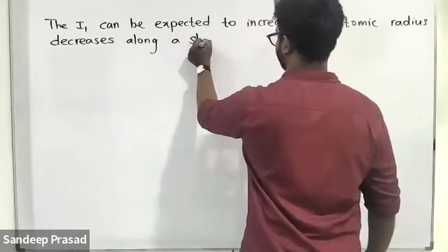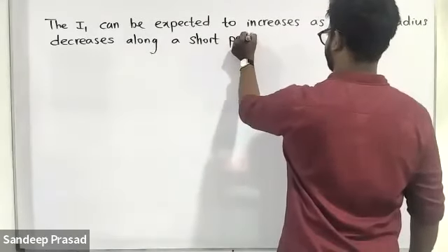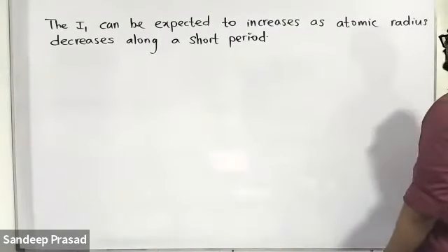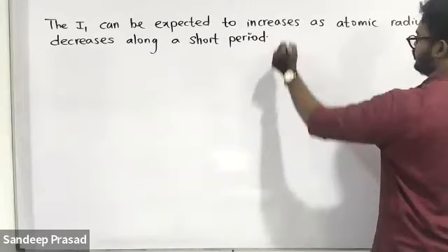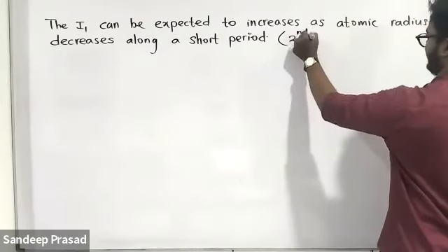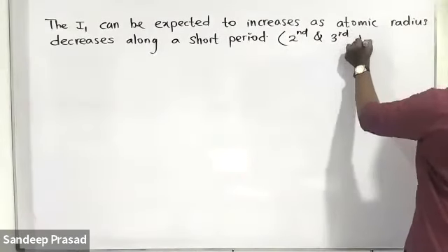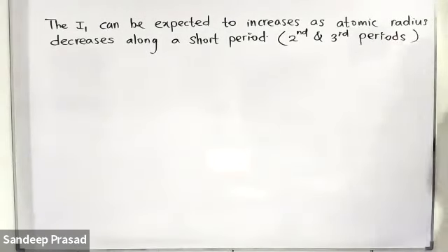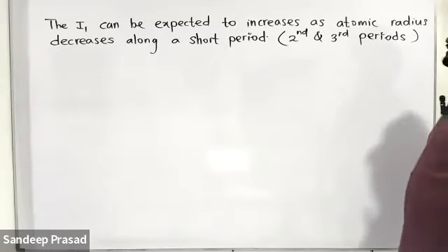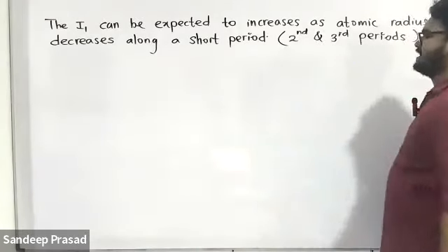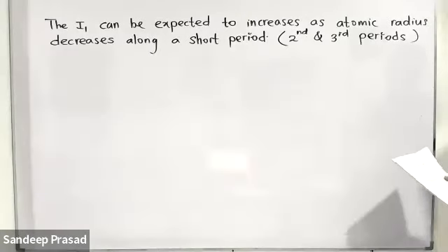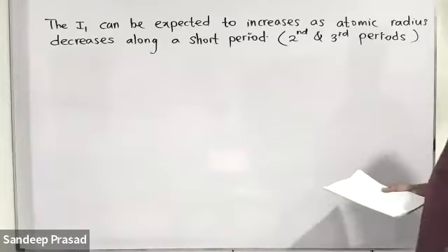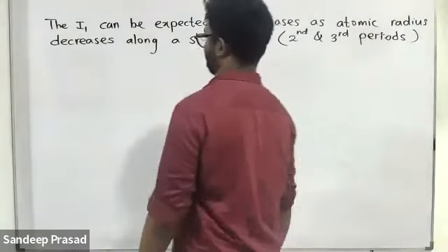a short period. Remember, students, in our syllabus, they have given us to analyze only the variation of the ionization energy along a short period. That means second and third periods. Only the second and third periods. We don't go for the fourth and fifth, because if we go for them, actually we have to go for the D energy levels also, right? So therefore, we are analyzing only the second and third. The ionization energy can be expected to increase as the atomic radius decreases along a short period.